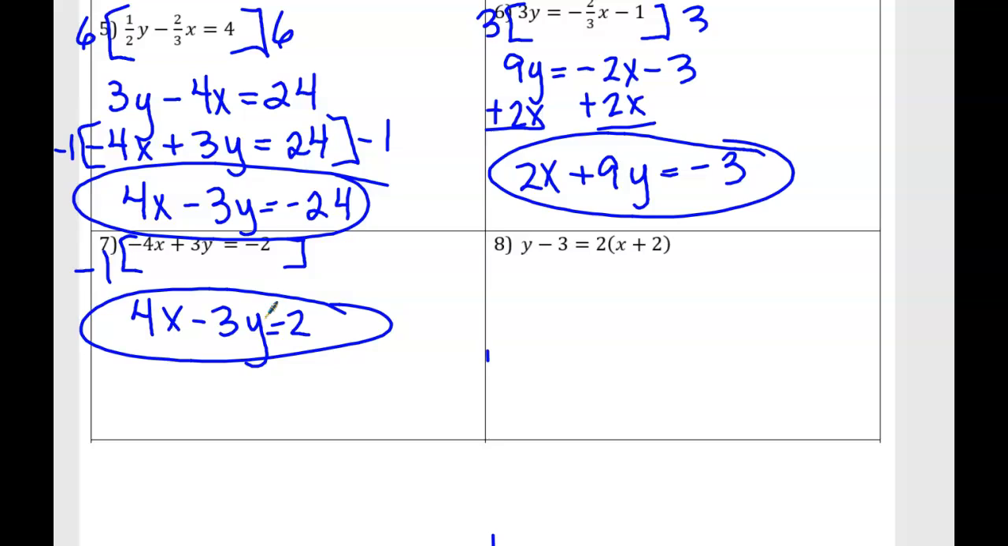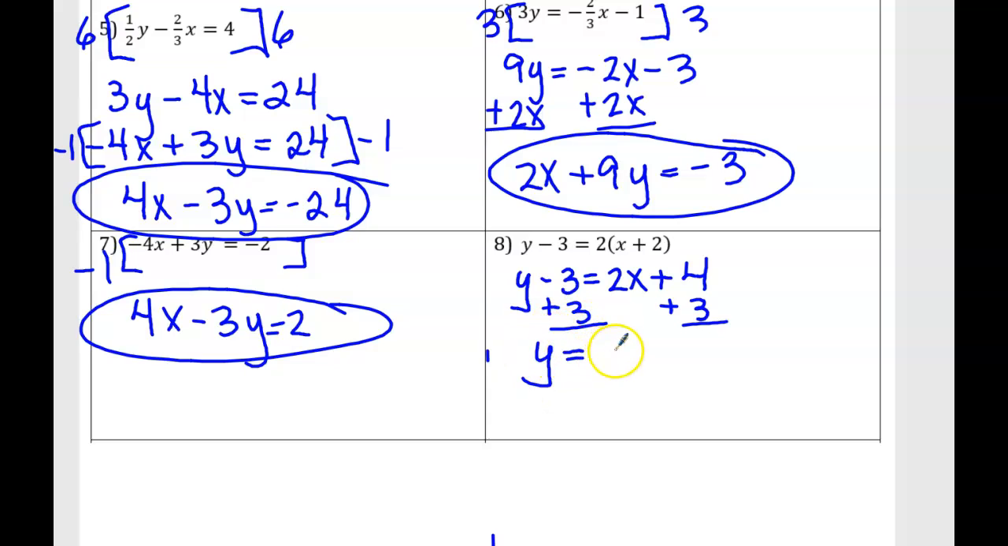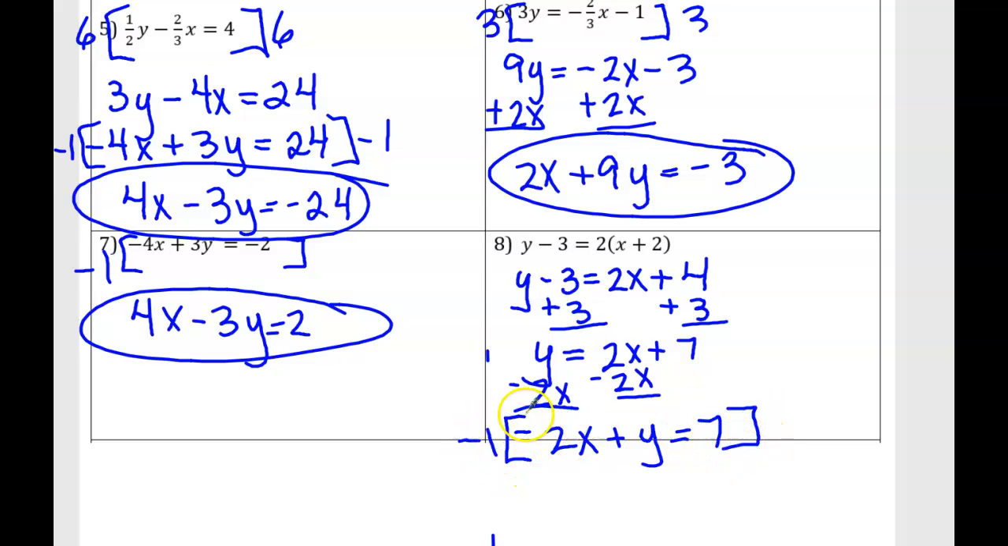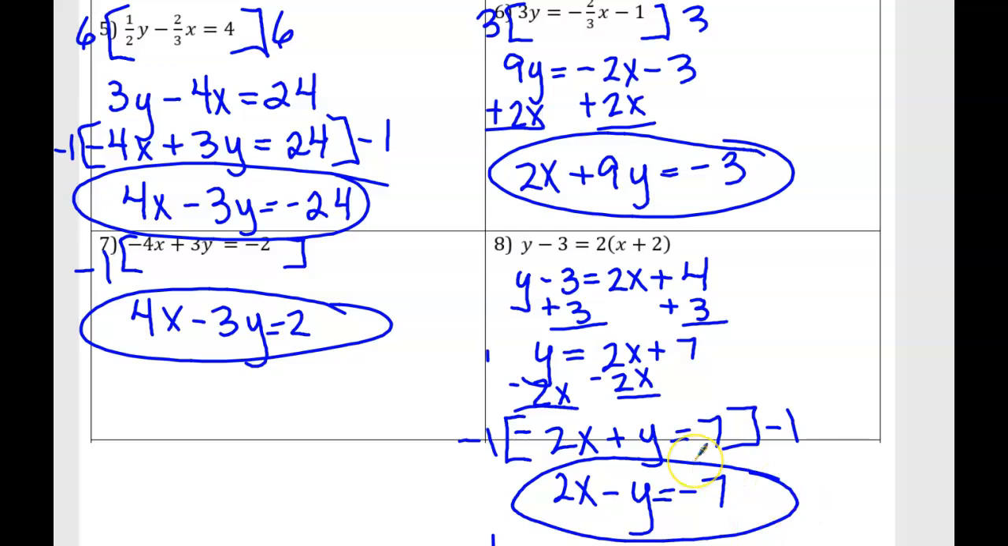Number 8 is in point-slope form. So in this case, I'm just going to distribute, and then I'm going to add 3 to both sides. So I'm going to get it into slope-intercept form here first. y is equal to 2x plus 7, and then I'm going to bring that 2x to the other side. So I end up with negative 2x plus y is equal to positive 7. I'm then going to multiply both sides by that negative 1, and I get 2x minus y is equal to negative 7 for my final answer in standard form.